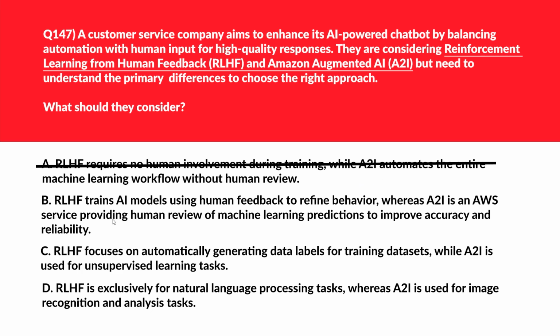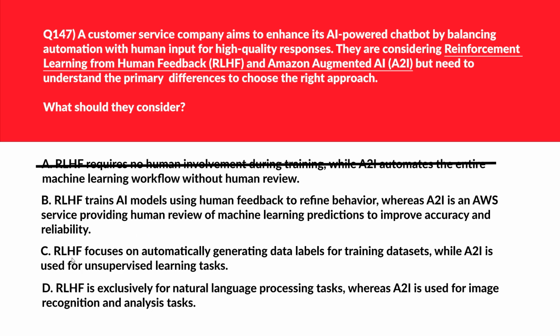Let's move to option B. In option B, RLHF involves human feedback to iteratively improve the AI model's response, while Amazon A2I enables human reviewers to provide feedback on model prediction, enhancing model accuracy and reliability. This looks good. We'll park this. Let's move to option C.